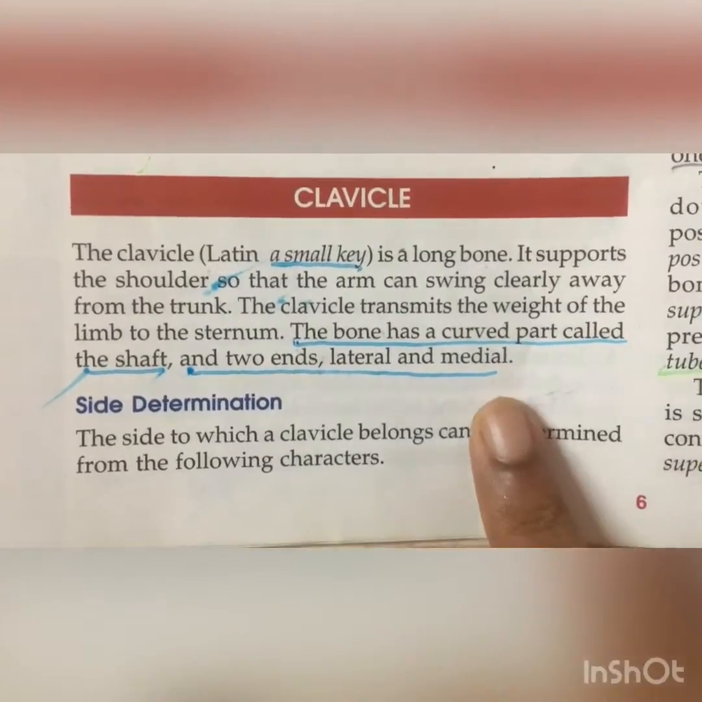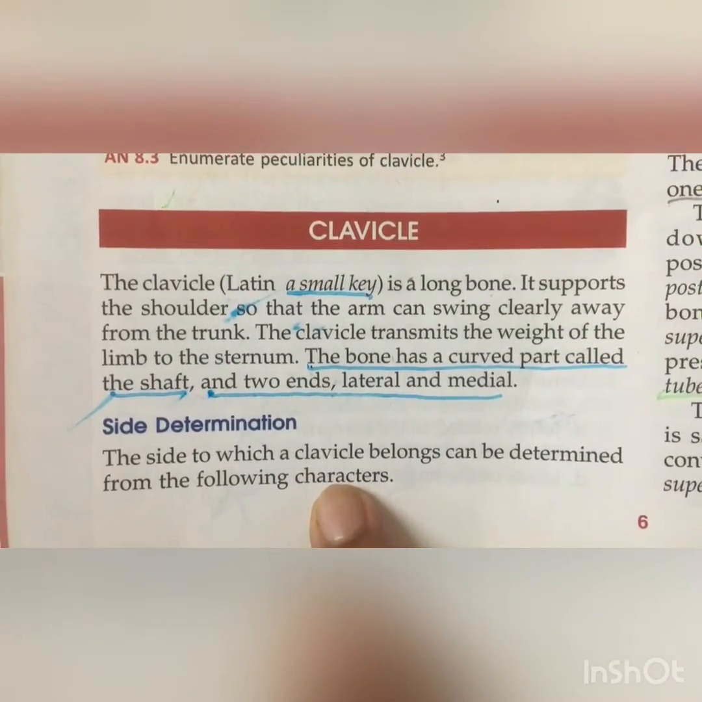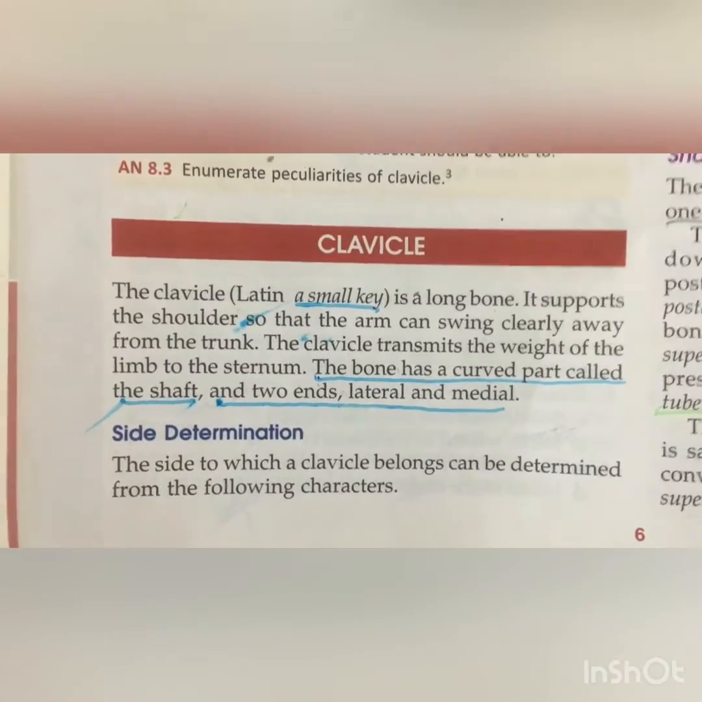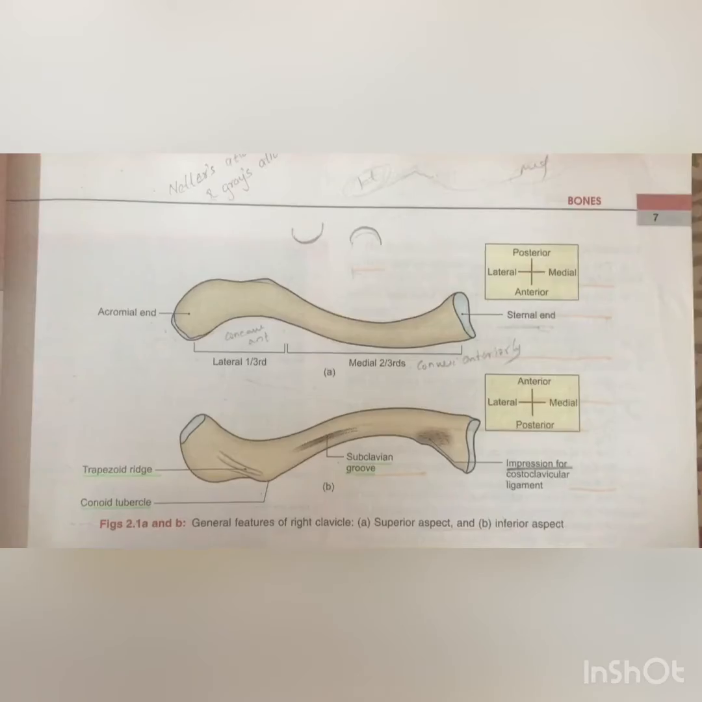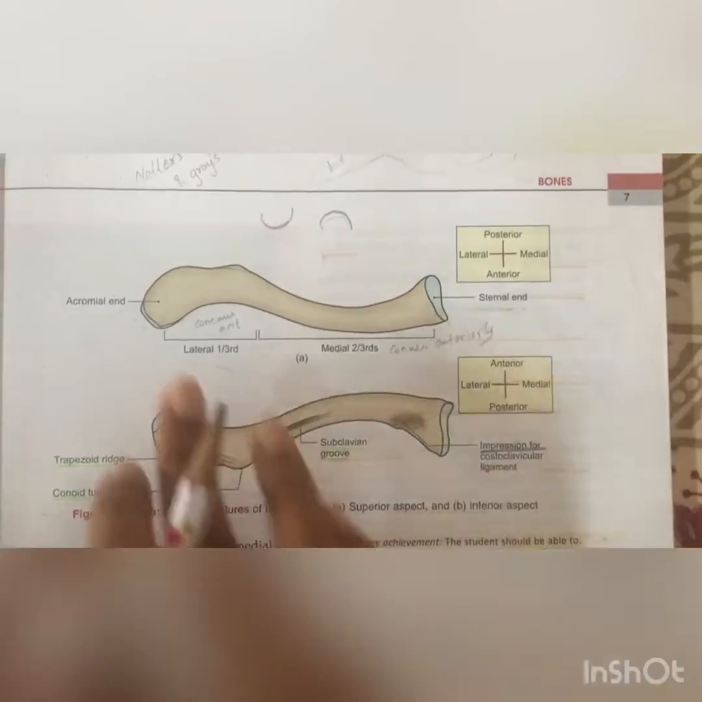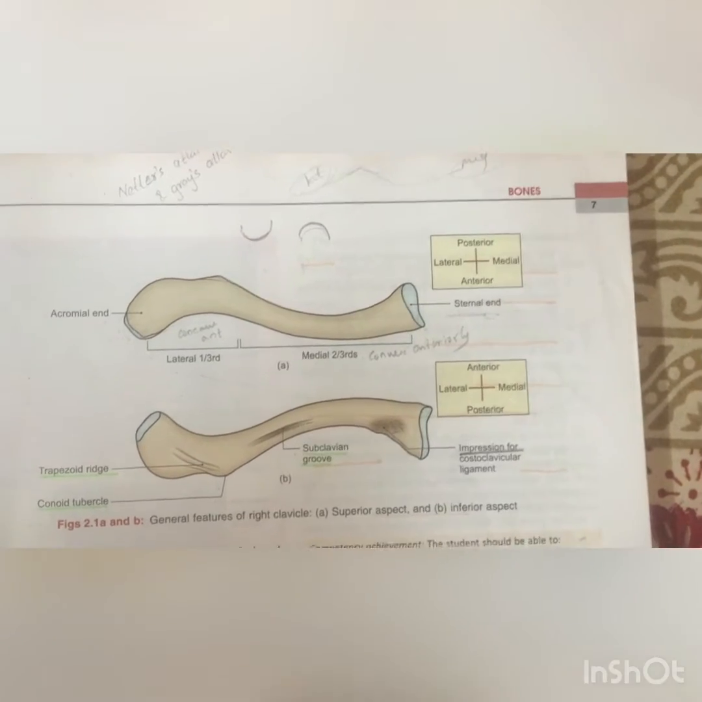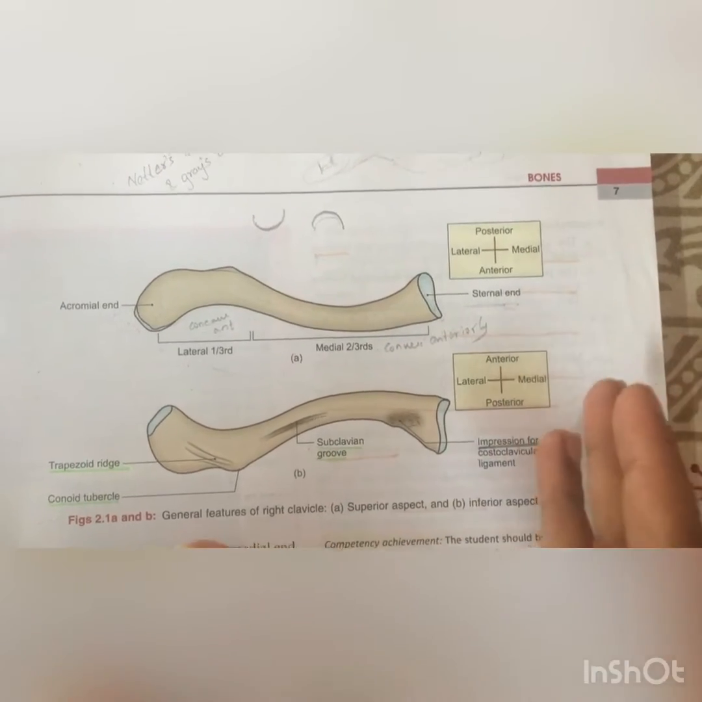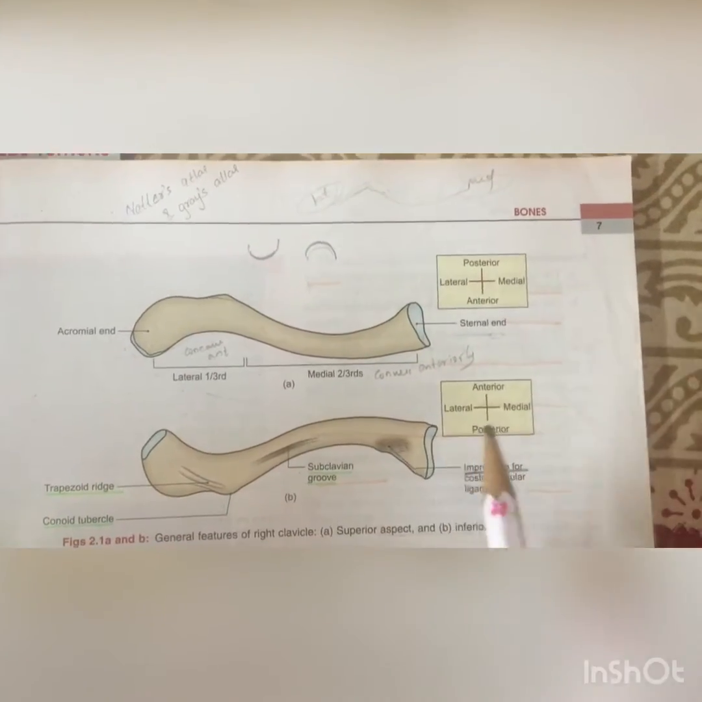Coming to the side determination, the side to which a clavicle belongs can be determined from the following characters. This is a typical clavicle. First we need to find which side is lateral and which side is medial. The lateral end is flat.